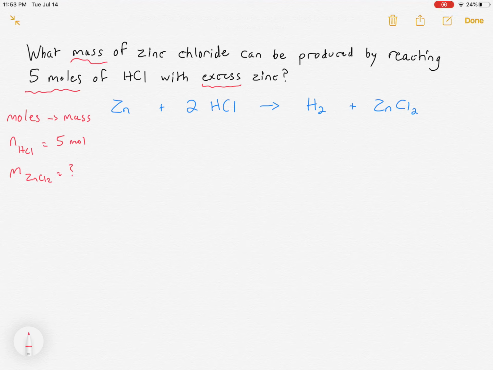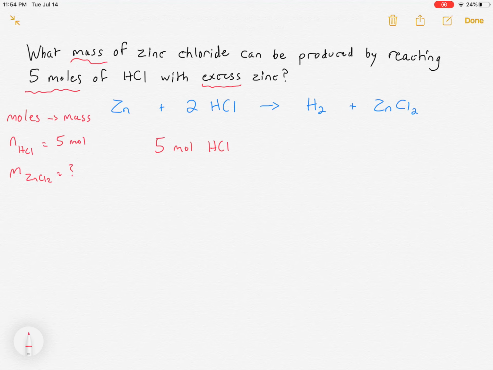So the first thing, we know that we have 5 moles of hydrochloric acid. And then I want to look to my coefficients in front of the balanced equation to find the molar ratio of zinc chloride and hydrochloric acid. So this is where I think we were getting tripped up, because a lot of people were confused about how to set this up. It always comes down to what moles you have and what moles you want to find.